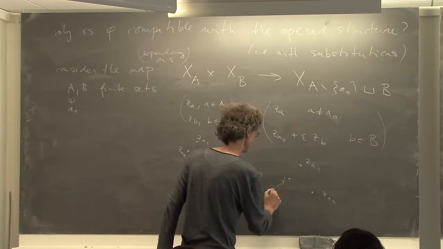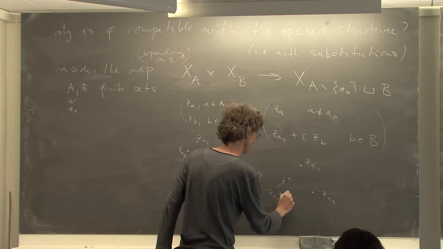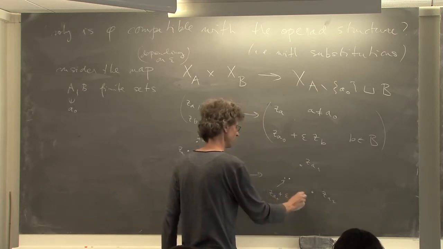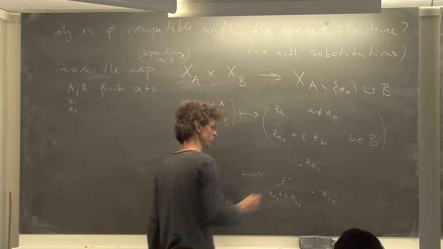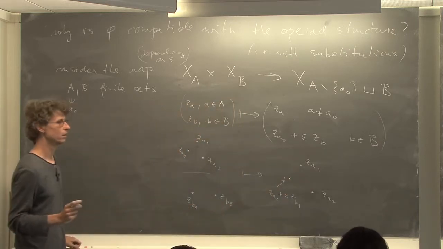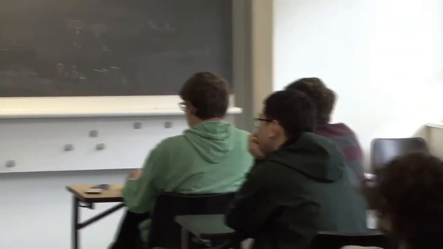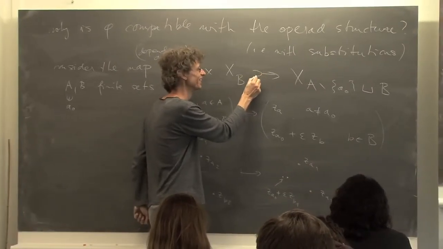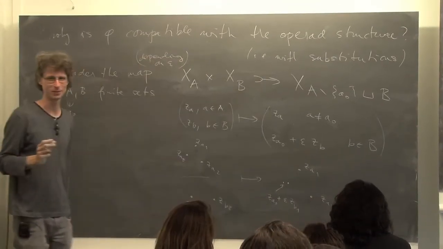So this is ZA0 plus epsilon ZB1, and that would be with ZB2. Yeah, the map is not actually defined. That was your question, I guess. So there is this wonderful notation that I recently met. It's defined only on some open subset.